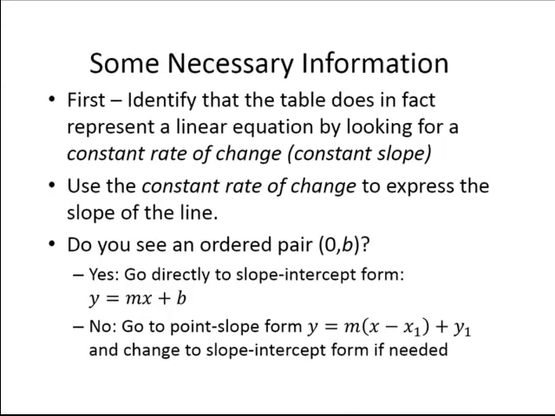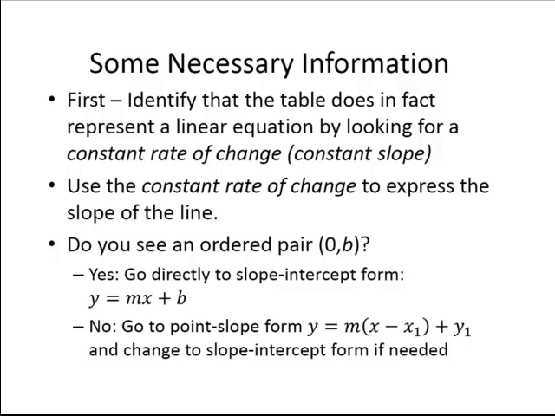Before we start with some examples of how to determine the equation of a line from a table, here's first some information. Let's first identify that the table does in fact represent a linear equation by looking for a constant rate of change, a constant slope. The constant rate of change gives us the slope of the line, the change in y over the change in x. Then we ask, do we see an ordered pair of the form (0, b)?